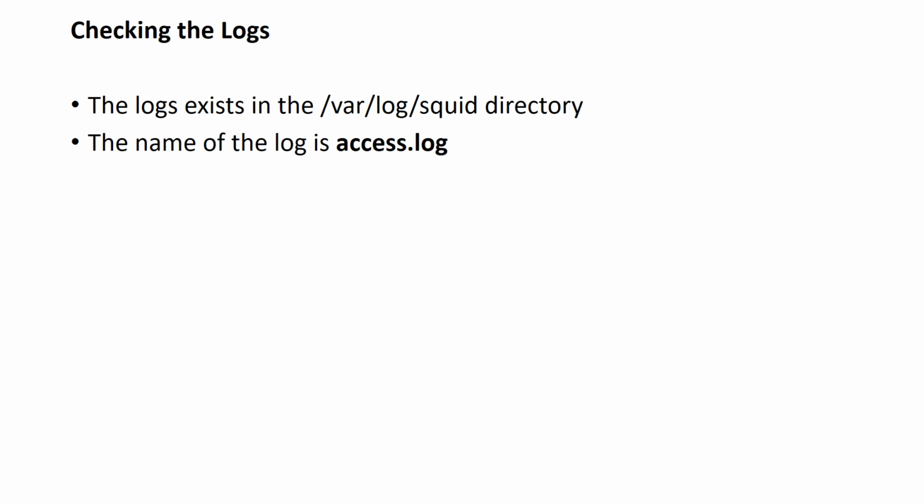The logs of the Squid proxy server exist in the /var/log/squid directory. The name of the file is access.log.